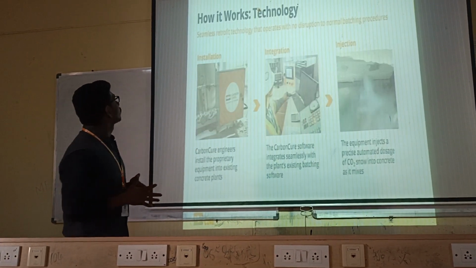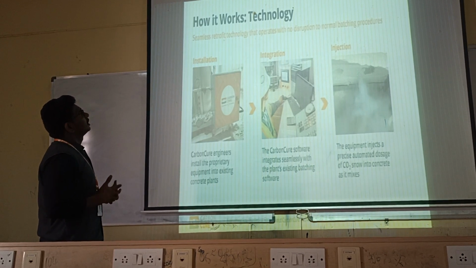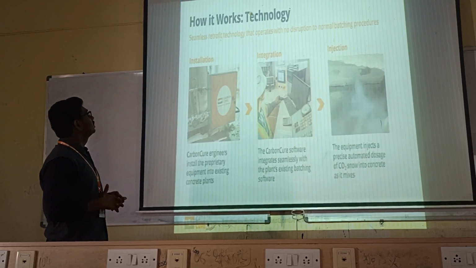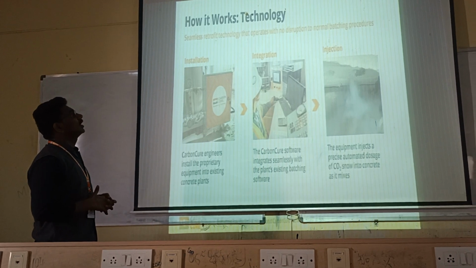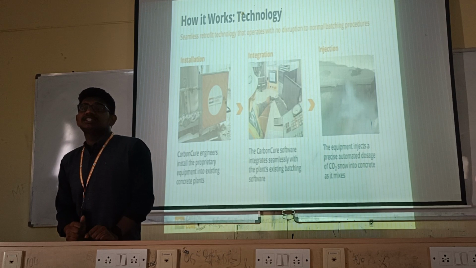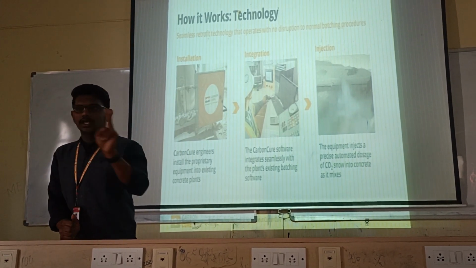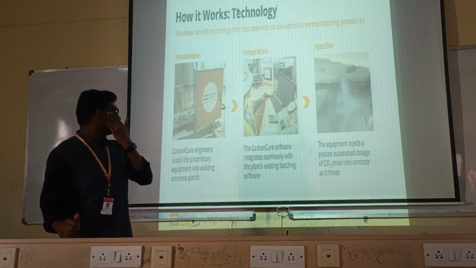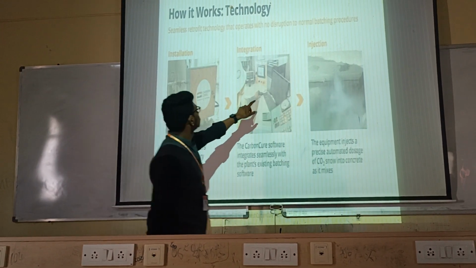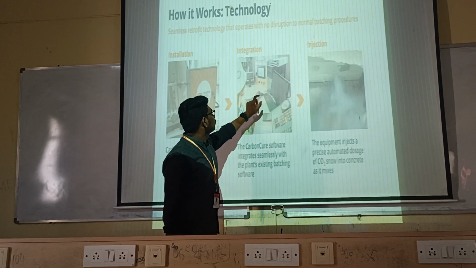Next slide, please. How it works. Let's look at how the technology works. This basically works with the 3I principle: installation, integration, and injection. So the carbon cure technology basically consists of two components. One is the control box and the other is the wall box. The control box is placed at the batching software of the concrete plant.